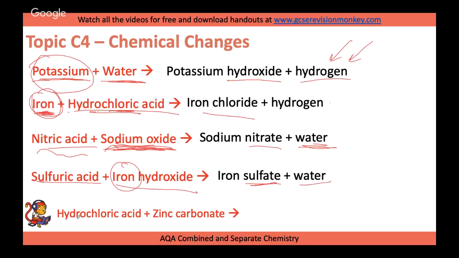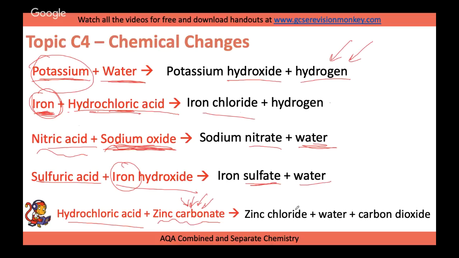And the final one, we've got an acid reacting with not just a metal, it's a zinc carbonate, a metal carbonate, but this is what I want you to look out for, carbon. If you see the word carbon in there, it not only makes the salt and water, but you also make carbon dioxide. So zinc chloride plus water makes carbon dioxide.